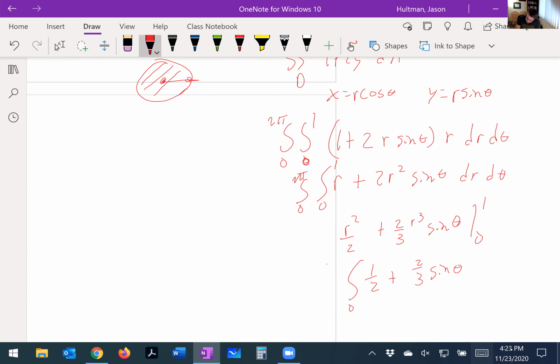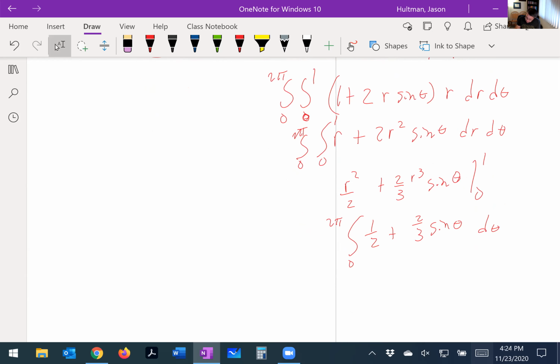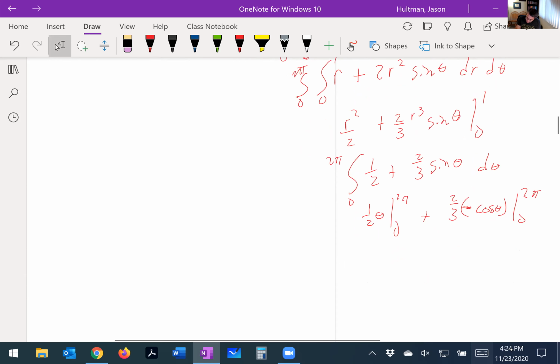Okay, evaluate that from 0 to 2 pi for d theta. So this just becomes 1/2 theta, evaluated from 0 to 2 pi, plus 2/3, this is negative cosine theta, evaluated from 0 to 2 pi. Okay, so plug in the 2 pi here, the 2 pi and the 2 cancel, that's leaving us with pi. Plug in 0, you get 0.